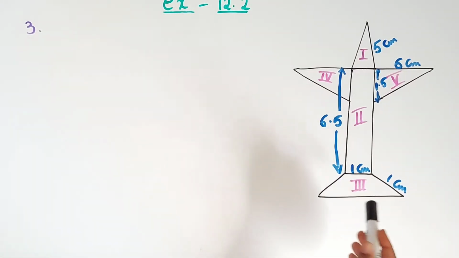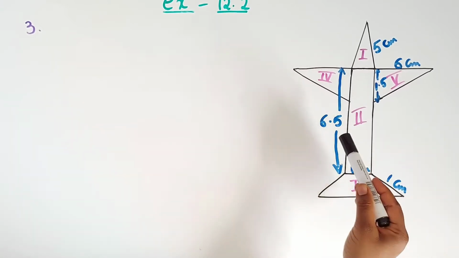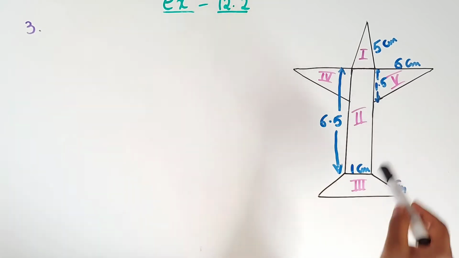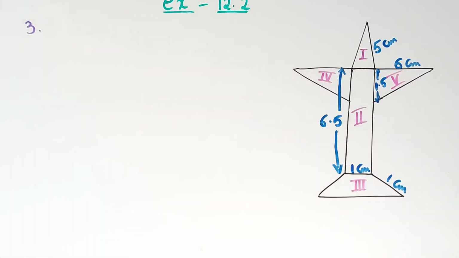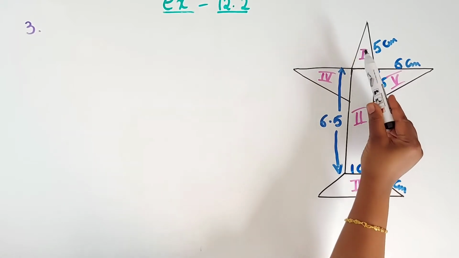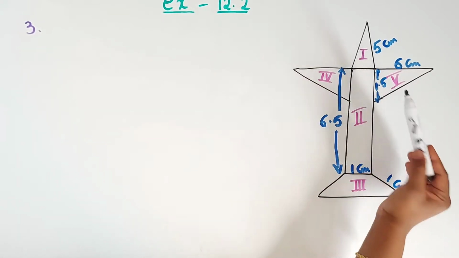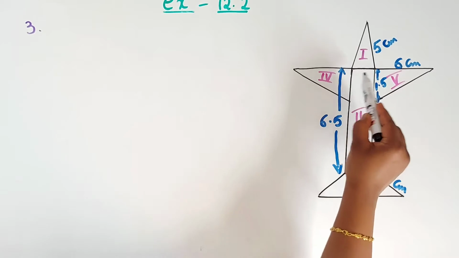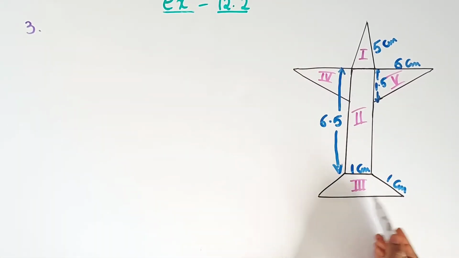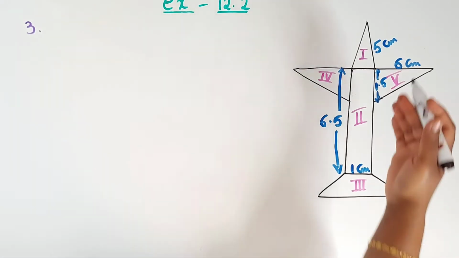Third question, children. Radha made a picture of an aeroplane with colored paper as shown in the figure. Find the total area of the paper used. Right, children? If you see the picture, here we have different parts like triangle. 1, 4, 5 is like a triangle. Now see, second one is like a rectangle. Third one also a quadrilateral. Correct, children? Now we'll find out the area part-wise.